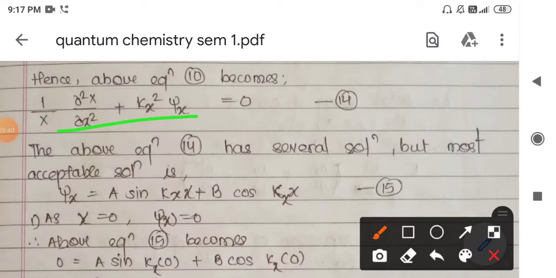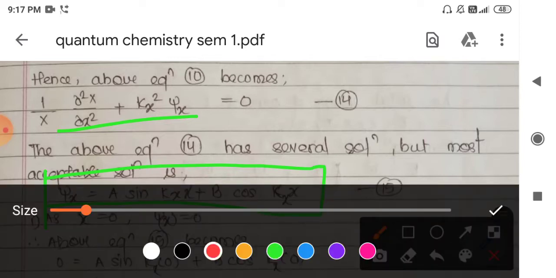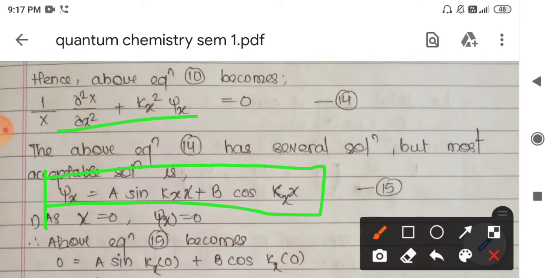for this type of equation we know that the solution for the second order differential equation is as such. So we can say that the solution for the second order differential equation is like a into sine of kx into x plus b into cos of kx into x, where specifically we are saying this kx is the function of x only. So this psi of x, we have just used the subscript for the x direction as x.